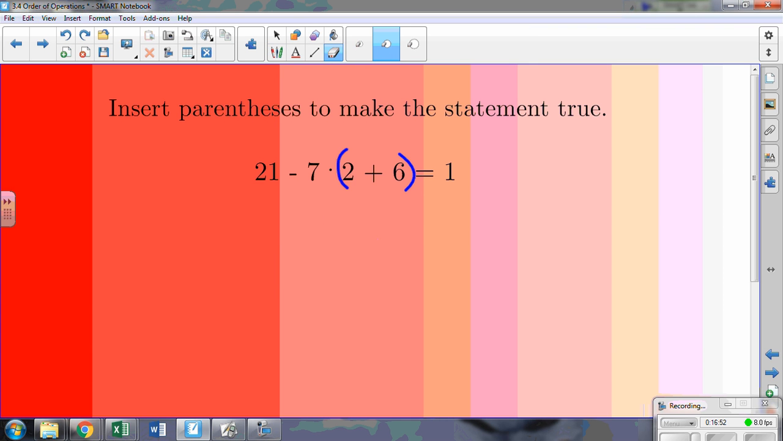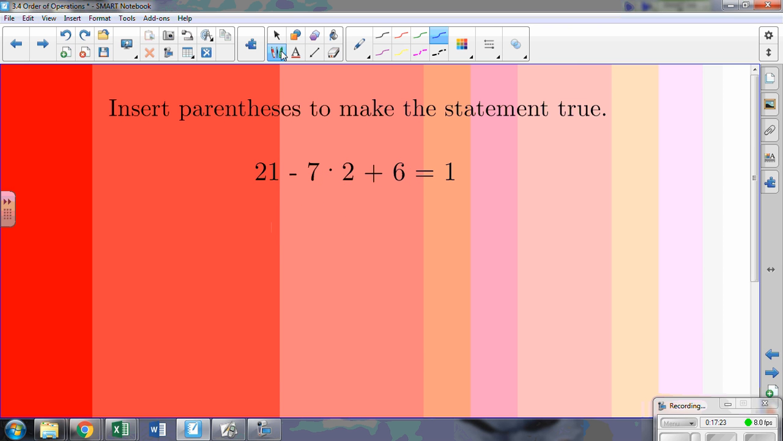What else do you think? Well, maybe we could put in 2 pieces. What if we did it like this? 2 sets of parentheses. 21 subtract 7 would be 14. 2 plus 6 is 8, and 14 times 8, that's not going to work. That's way too big. Okay.